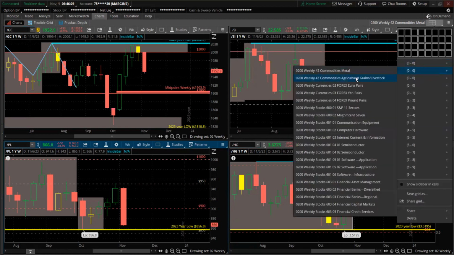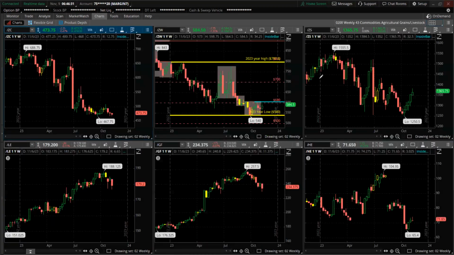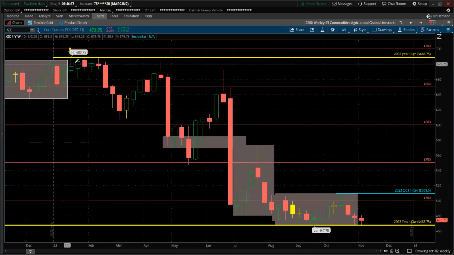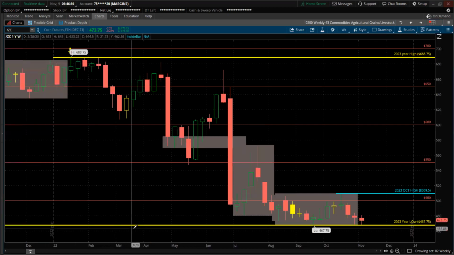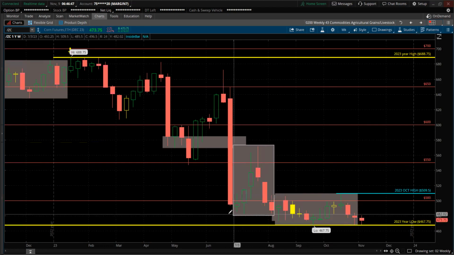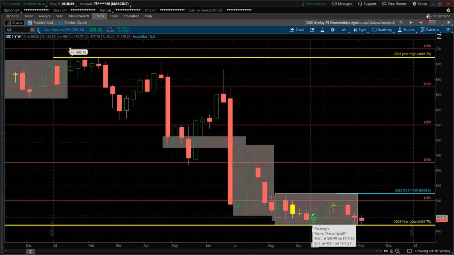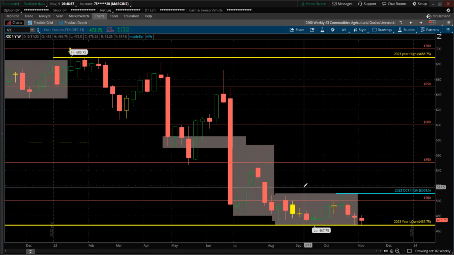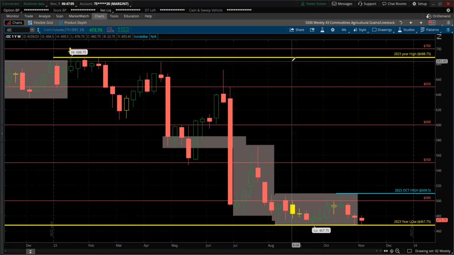And let's continue into the agricultural, grains, and livestock. Corn, here's the high of the year. Here's the low of the year. Very close to the low of the year. There's the low of the year. And look at this current week, red, lower low, lower high. Again, commodities, grains, and livestock. We're talking about the food products, the food staples. A strong dollar is helping keep inflation down on food products. That's a benefit of a strong dollar.